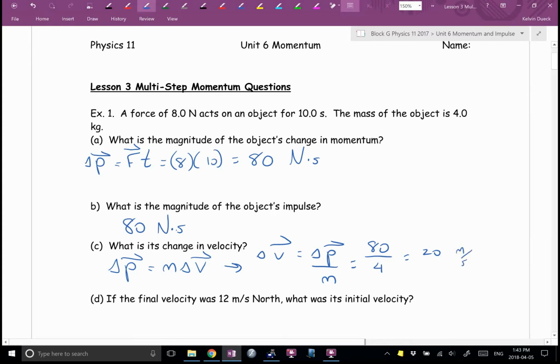This tells me that if I started out going 1 meter per second, I finished up going 21 meters per second. That's my change in velocity. Or if I started out going 5 meters per second, what did I finish up at? 25. If I started out going, ready, negative 8 meters per second, backwards, I finished up going positive what meters per second? Forwards. 12. So it doesn't tell me how fast my final and initial are, but it tells me what the change in was.